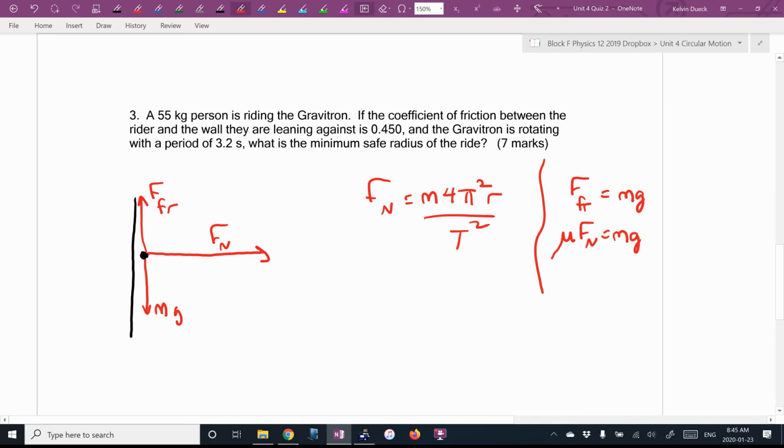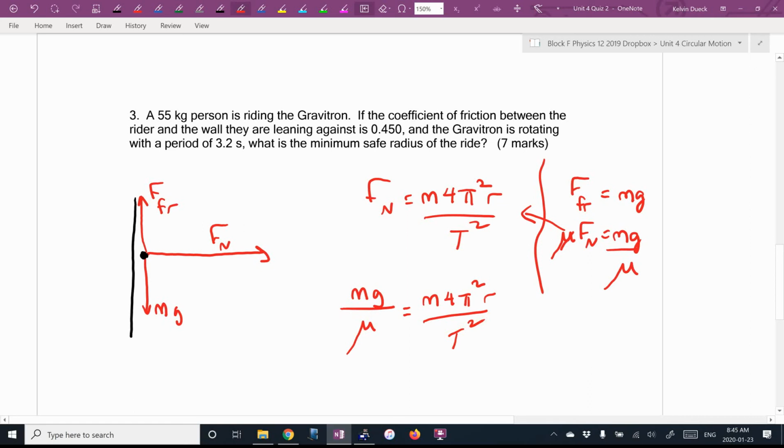I don't know. Oh, you know what? I do know the normal force. Apparently, the normal force is equal to mg divided by the coefficient of friction in this particular question. So, I can walk that here. I'm going to get mg over mu equals m 4 pi squared r over t squared.